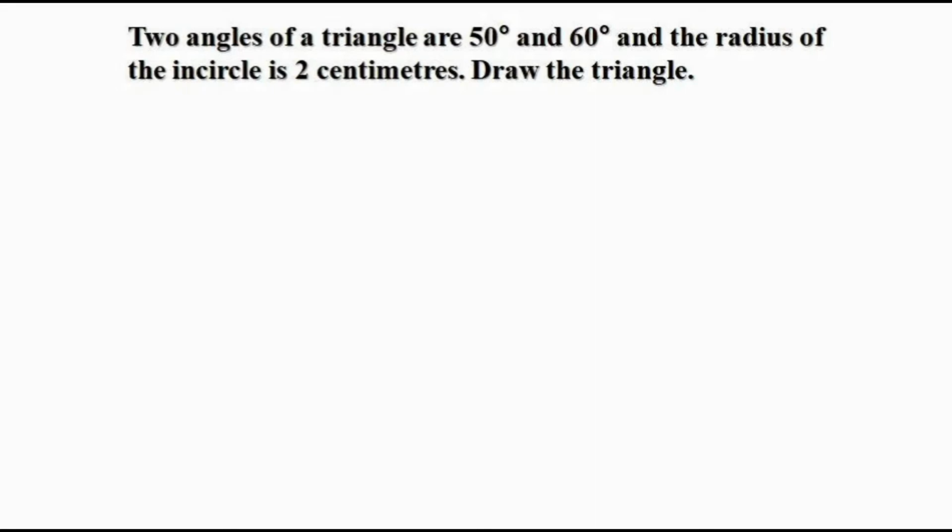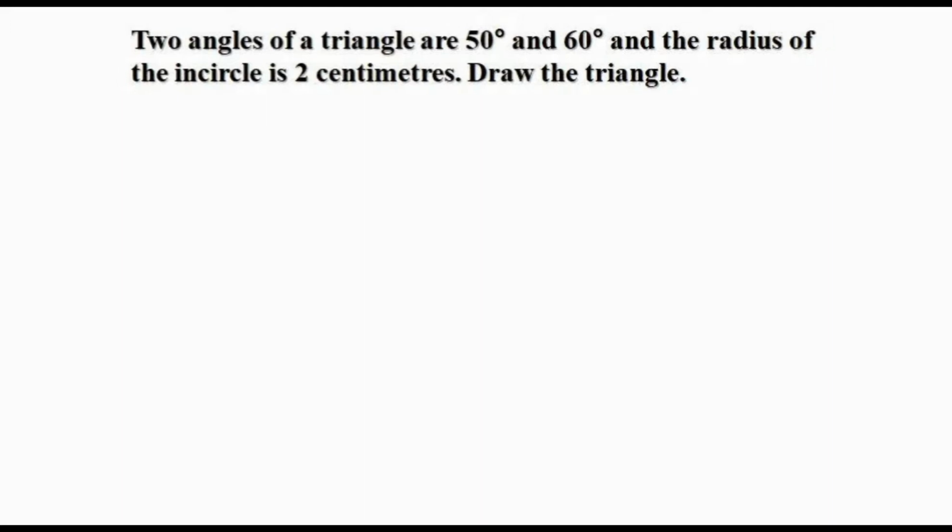Now the second part. Two angles of a triangle are 50 degrees and 60 degrees and the radius of the incircle is 2 centimeters. Draw the triangle. When one angle of a triangle is 50 degrees, then the angle at the center is 130 degrees because the angle between the radii and the angle between the tangents are supplementary. Similarly, another angle is 60 degrees means the angle at the center is 120 degrees.